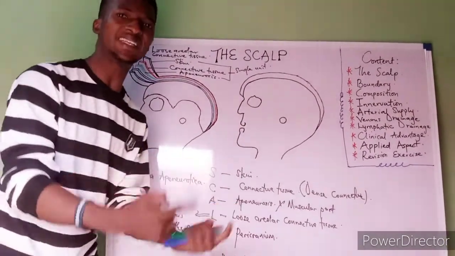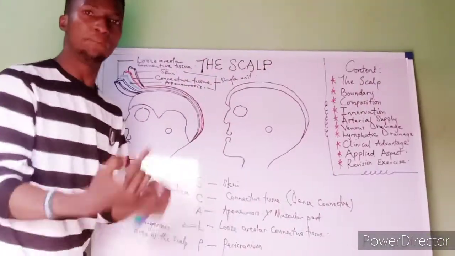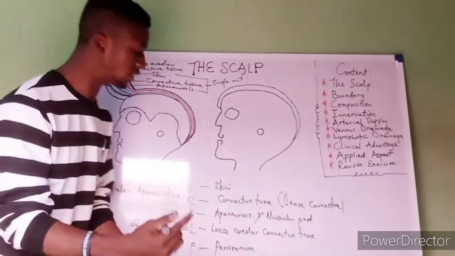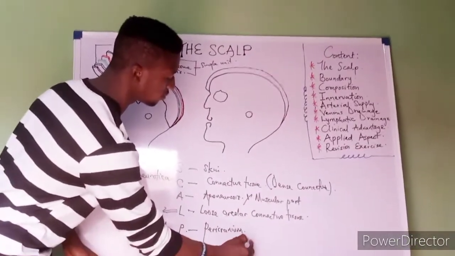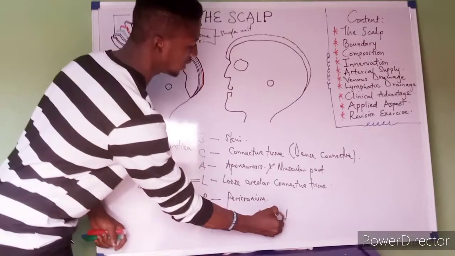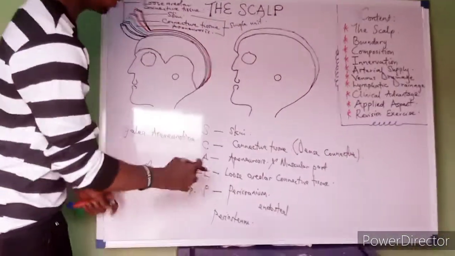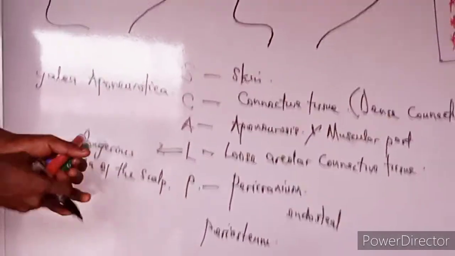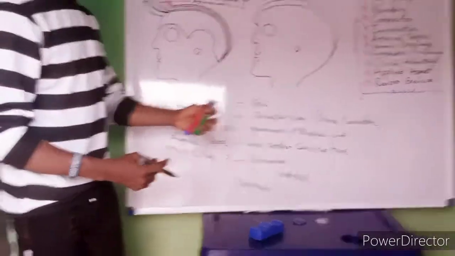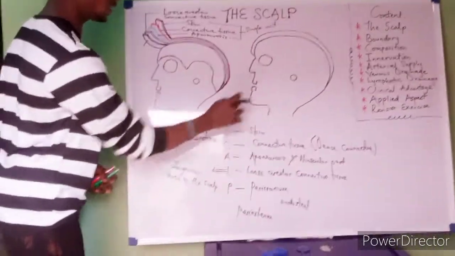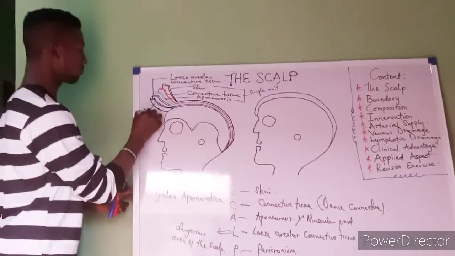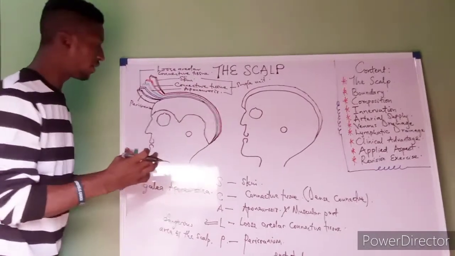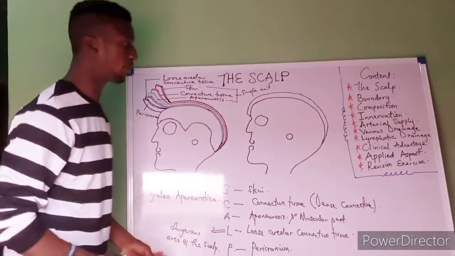This sleeve is also present inside, that is beneath the skull. When it is found beneath the skull, it is called endosteum. So now, this makes up the 5 components of the scalp. The 5th component here is called the pericranium, which attaches closely with the scalp.